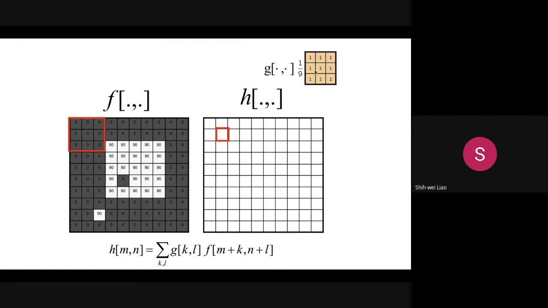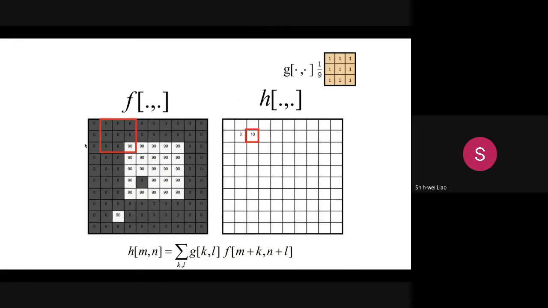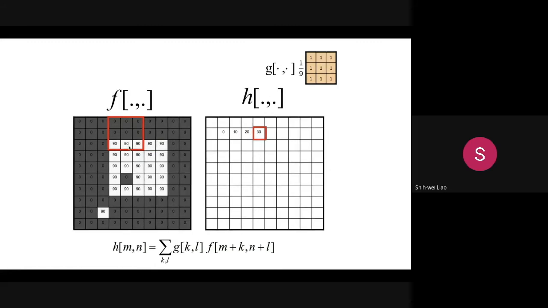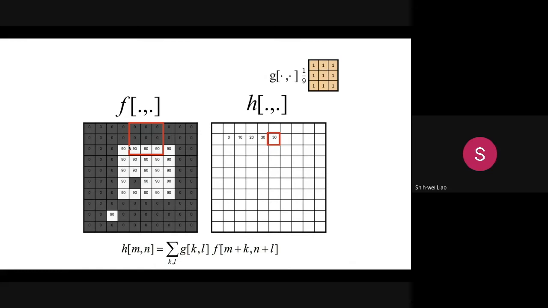Okay, so you have 9 elements here. And of course, if you do a convolution with the input image and this weight matrix, the answer will be 0 because they are all zeros. So that's exactly what you got here. And the next one is 10, because you have only one non-zero location after the multiplication of 90 and 1/9, the answer is 10. And if you keep sliding this window, the next will be 20 because you have 2 non-zero elements, and then will be 30. Okay, there's another 30 here after you do more convolution.